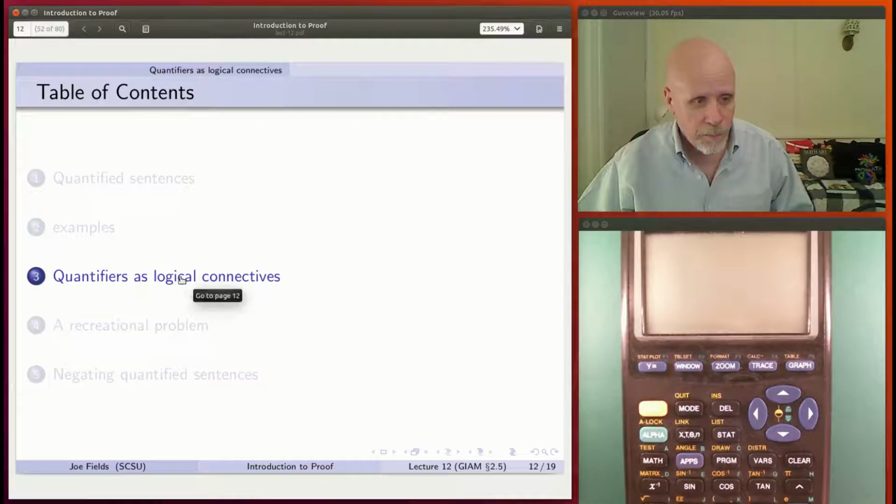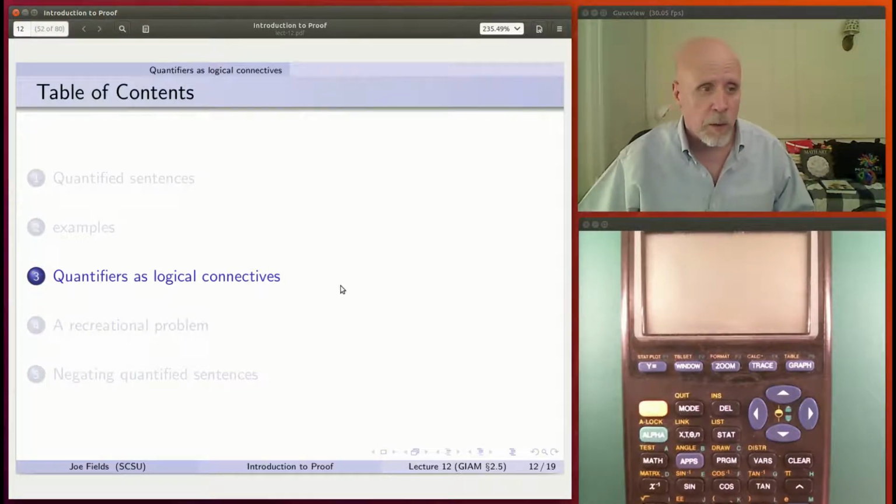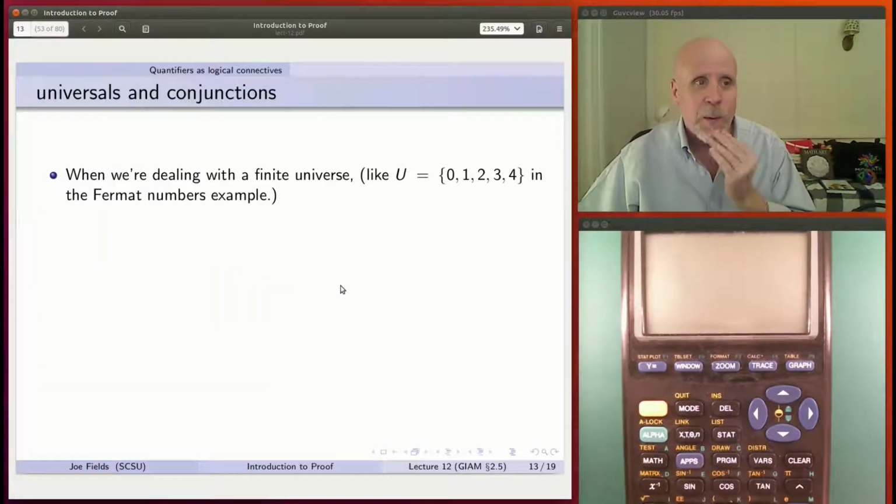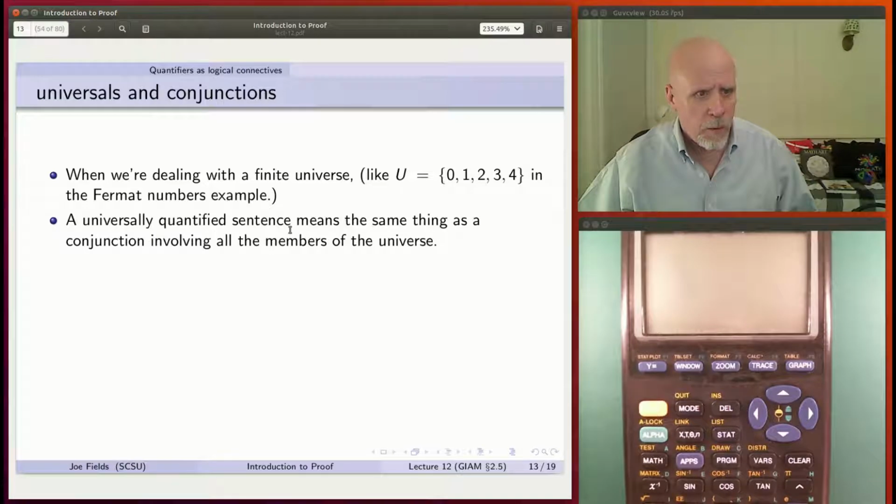So our next group of slides is about seeing quantifiers as connectors, the same as the ands and the ors, frankly. I already pointed this out to you in a certain place. When we have this finite universe for the Fermat problem, 0 through 4, a universally quantified sentence means the same thing as a conjunction involving all the members of the universe.